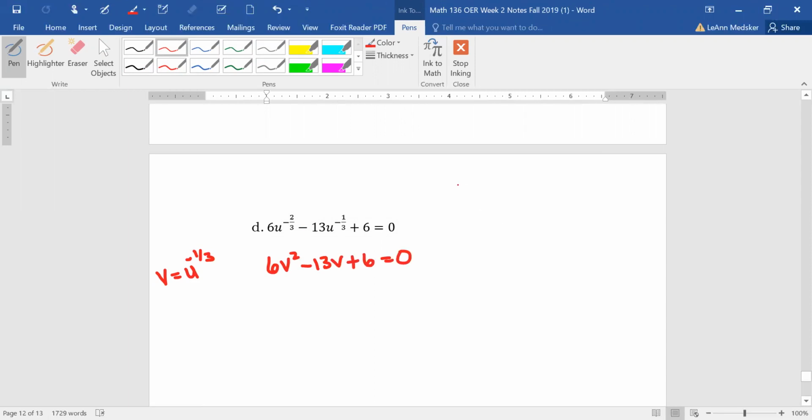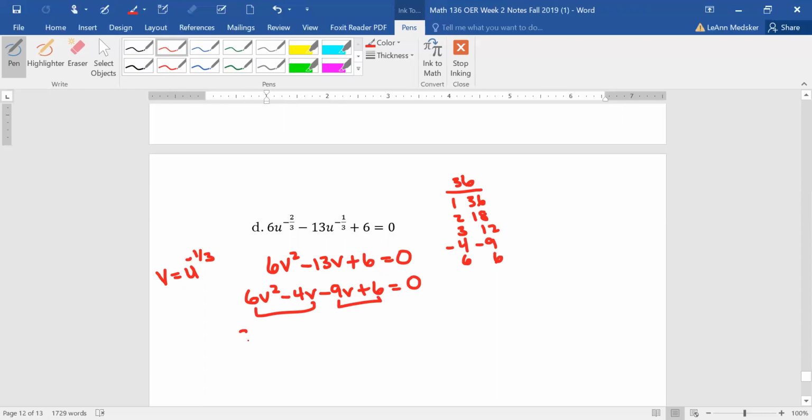I can try to factor by grouping, so that'd be 36, whose factors are 1 and 36, 2 and 18, 3 and 12, 4 and 9, and 6 and 6. And it looks like if there's a -4 and -9, that will make the -13. So 6v squared minus 4v minus 9v plus 6 equals 0. Factor out a GCF for each pair. This will be 2v times 3v minus 2, minus, I can pull out a 3. That would also leave me with 3v minus 2. So my first factor is 3v minus 2. My second factor is 2v minus 3.